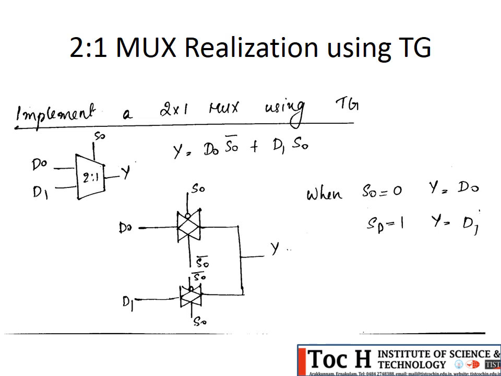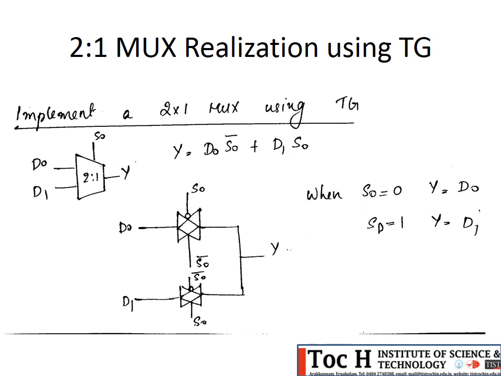Next is the 2:1 mux realization using transmission gate. Here also the same formality: write the logic function. D0 S0 bar plus D1 S0. So if we have given S0 here, S0 bar here, the top signal should be S0. If we have given S0 here, the signal should be S0 bar here. And its parallel combination realizes nothing but this function itself.